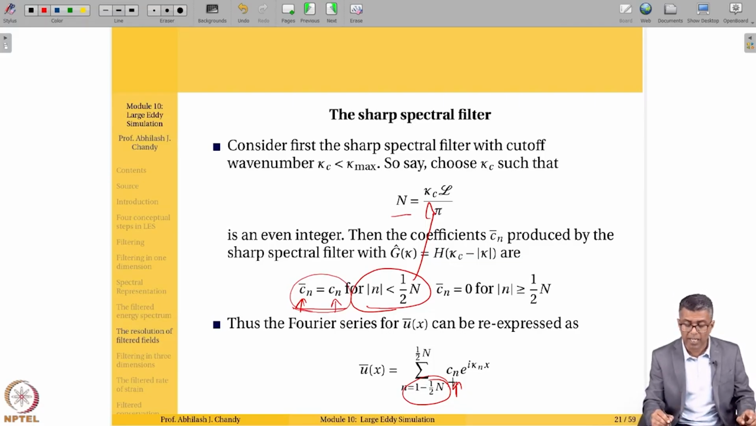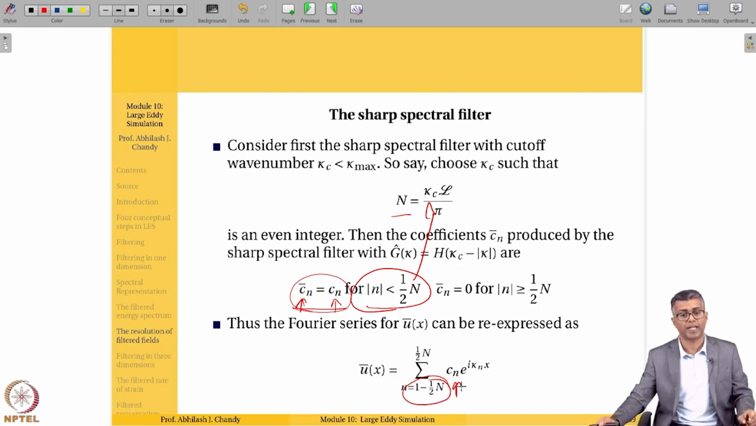So you might as well keep the Fourier modes as Cn. You do not keep it as Cn bar, because Cn and Cn bar are the same until kappa c. So I hope this is clear. So that is what we have done here. U bar of x is the summation from n equals minus half N to half N of Cn e to the i kappa n x.